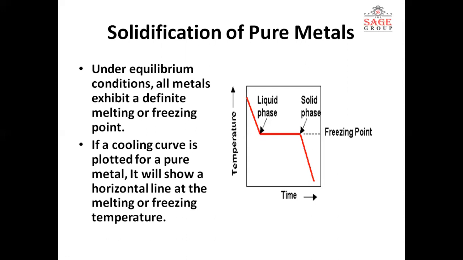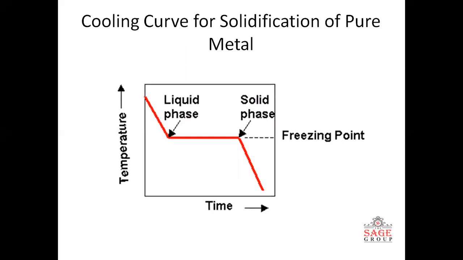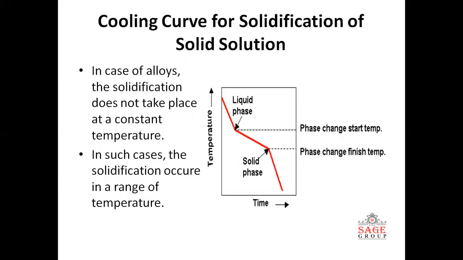In a pure metal, we have a horizontal line, but in case of alloy, there is a different picture. You can see in case of alloy, there is a range, not a particular horizontal straight line. From here, liquid phase changes to a solid phase, and you can see there is a range of temperature in which it will occur. So in case of alloy, the solidification does not take place at a constant temperature. It occurs over a range of temperature.